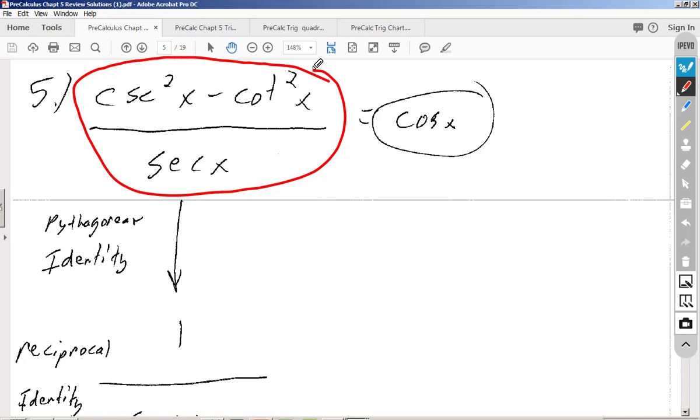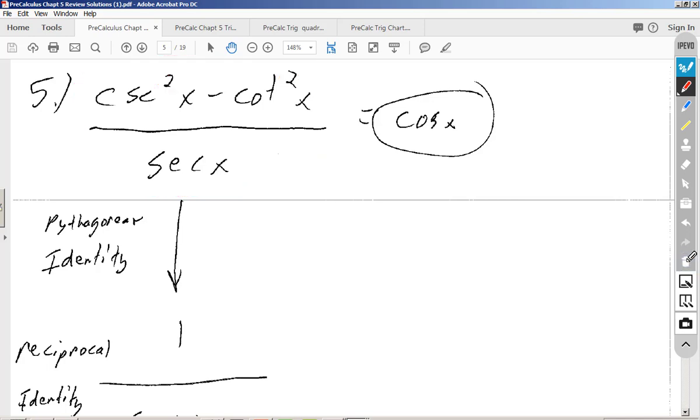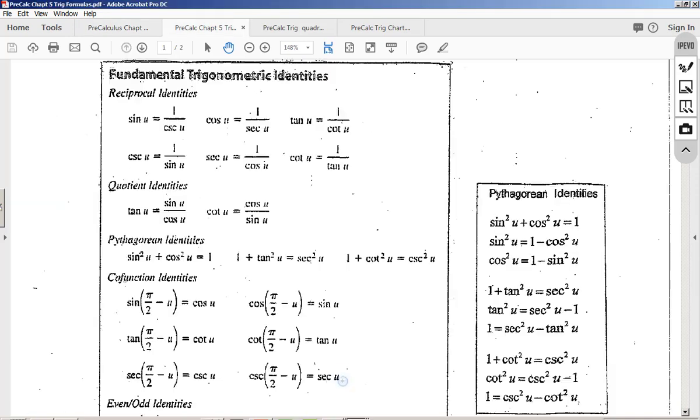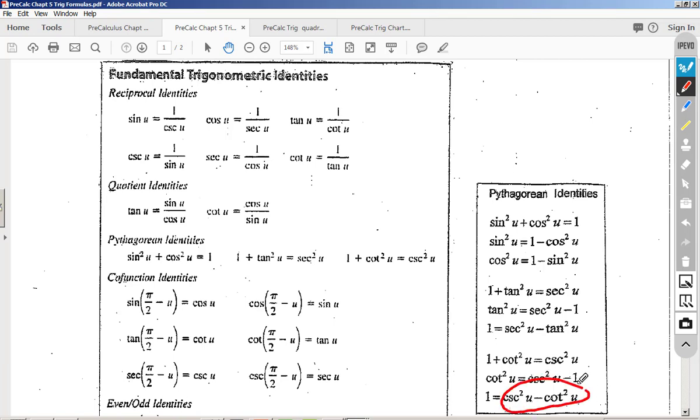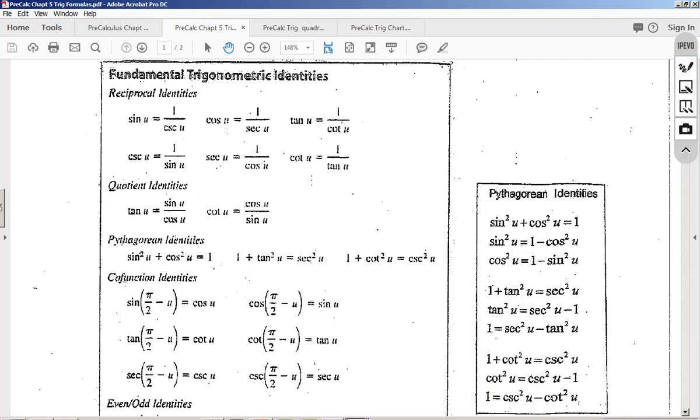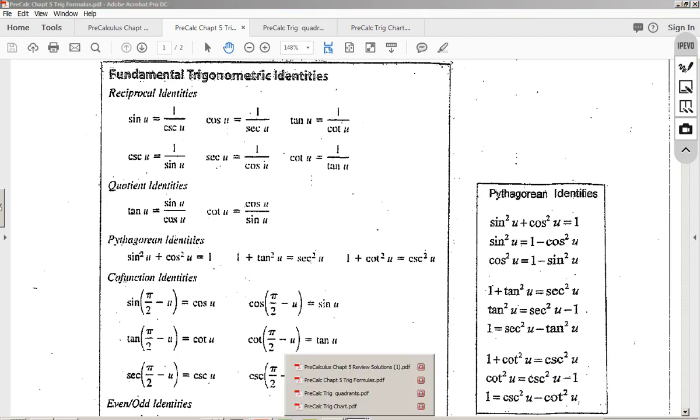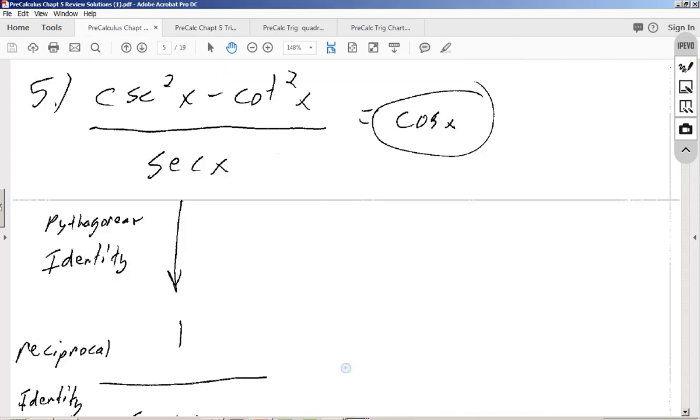Whenever I see something being squared like this, I'm always thinking Pythagorean identity. I'm going to go ahead and go to my formula sheet and see if I can find that Pythagorean identity. So on my formula sheet right here, I look at it, and I'm looking for the cosecant squared of x minus cotangent squared of x. I find that identity right here. It says that that is equal to 1. So now I can go ahead and go back to my problem, and I can replace that with a 1.